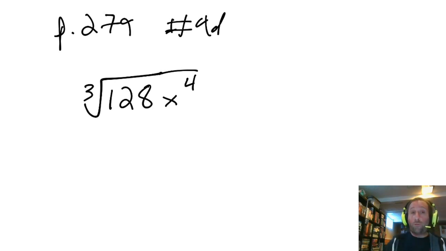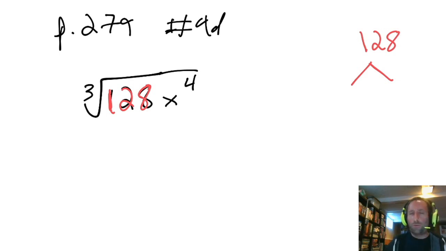Okay, so the cube root of 128 times x to the power of 4. So we have 128 in our radicand. Does 128 simplify? Well, to figure out whether or not it simplifies, we're going to have to figure out what its prime factors are. So we're going to need to do a prime factorization of the number 128. Now, perhaps you might immediately recognize 128 as one of the powers of 2. Perhaps you don't immediately recognize it.